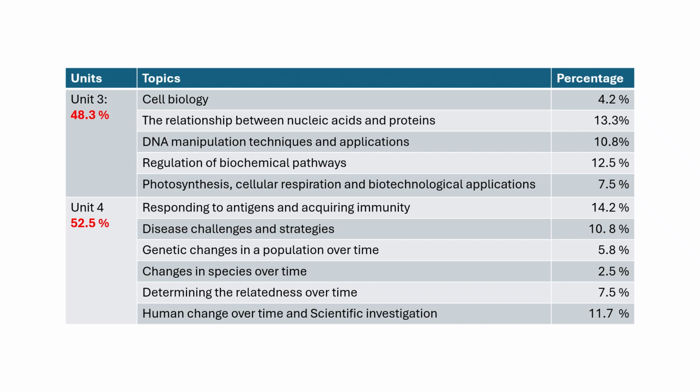11 topics are covered in the assessment, split between Unit 3, 5 topics, 48.3%, and Unit 4, 6 topics, 52.5%. These topics encompass cell biology, nucleic acids and proteins, DNA techniques, biochemical pathways, photosynthesis, respiration, biotechnology, immune responses, disease, population genetics, speciation, determining relatedness, human evolution, and scientific investigation.